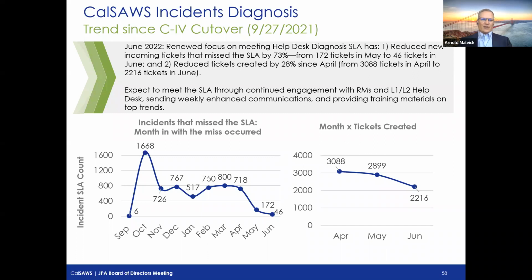We're catching up on the backlog, and that's why we're seeing the improvement in the overall SLA. On the left-hand chart, you'll see that the number of new tickets that exceed the SLA has dropped very markedly. We were at 718 in April, and now we're down to 46 for June. So the attention and the focus is definitely paying dividends in an improved user experience. If we move on to the next slide.